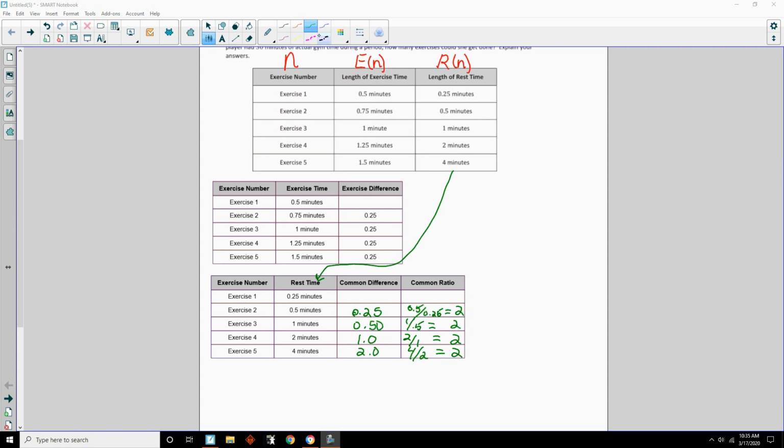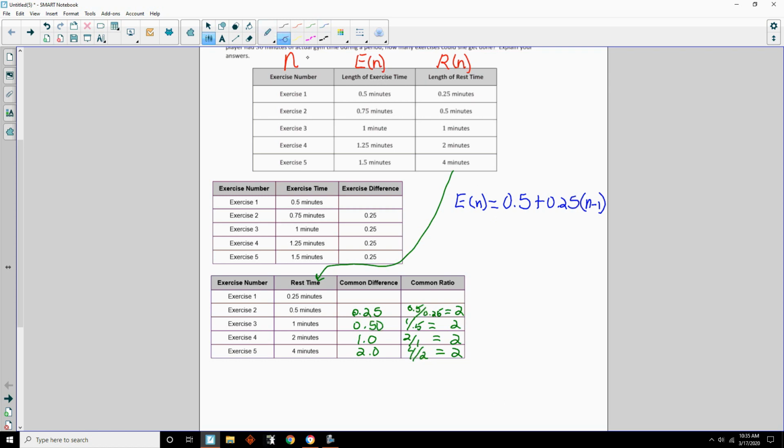Okay, so now we need symbolic representation. So for this one, you would say E of n equals, now remember this was arithmetic, so an arithmetic sequence is equal to its first term, 0.5, plus the common difference, 0.25, times n minus 1. So there's our equation for our arithmetic sequence on exercise time.